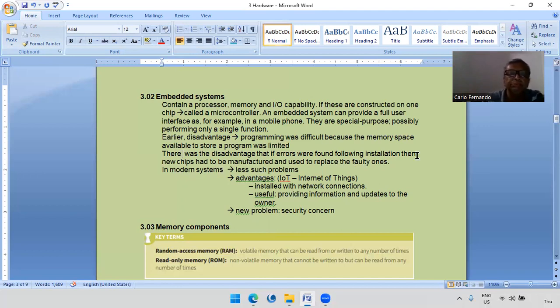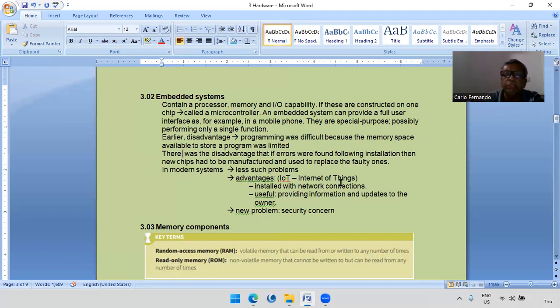Nowadays, it's not there. Then new chips had to be manufactured and used to replace the faulty one. In modern systems, there are fewer such problems. Those are not very common. But there are advantages of this new technology, IoT.